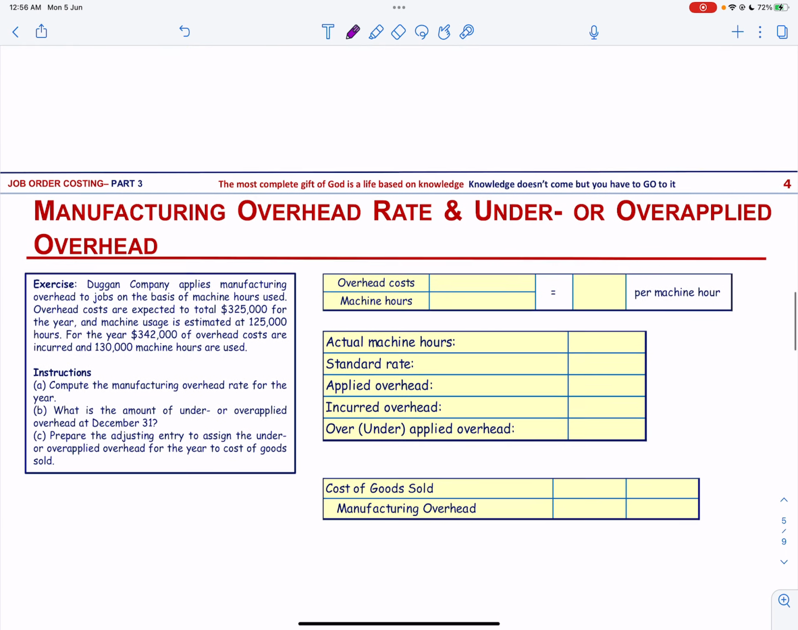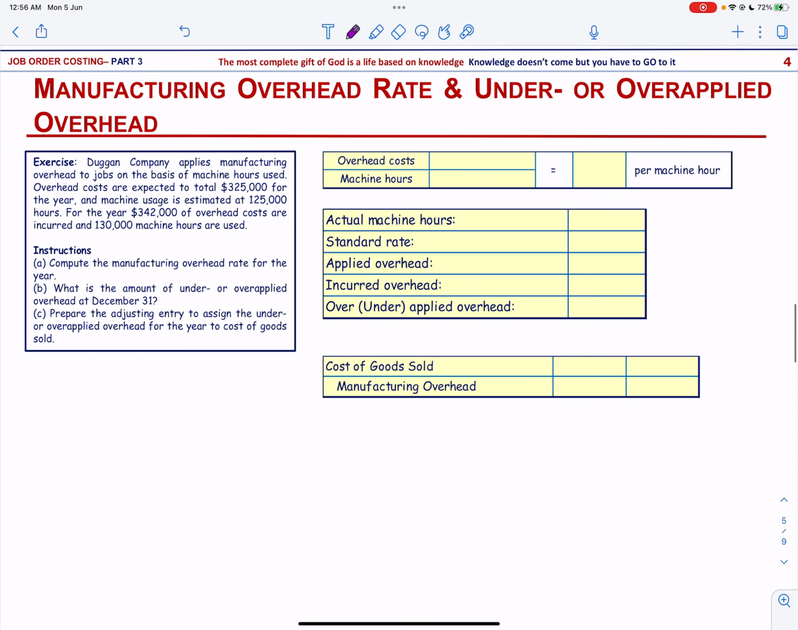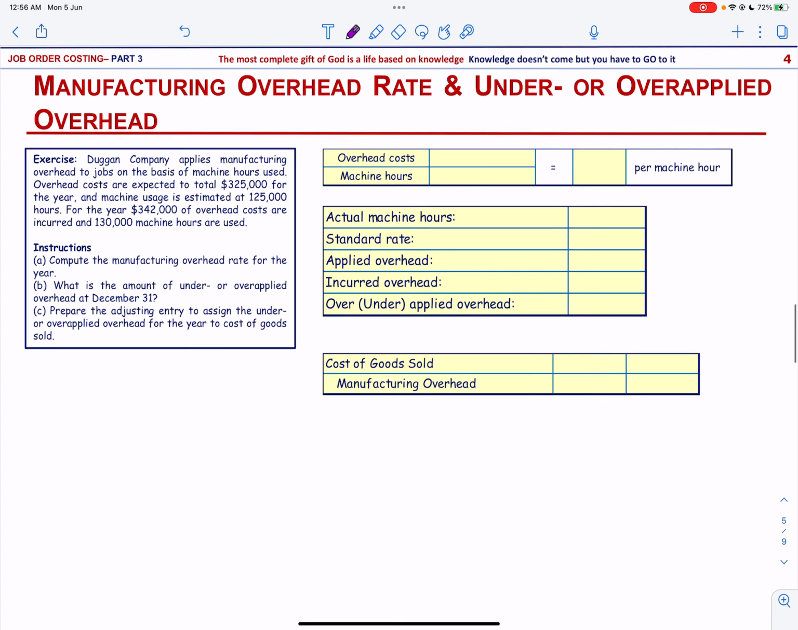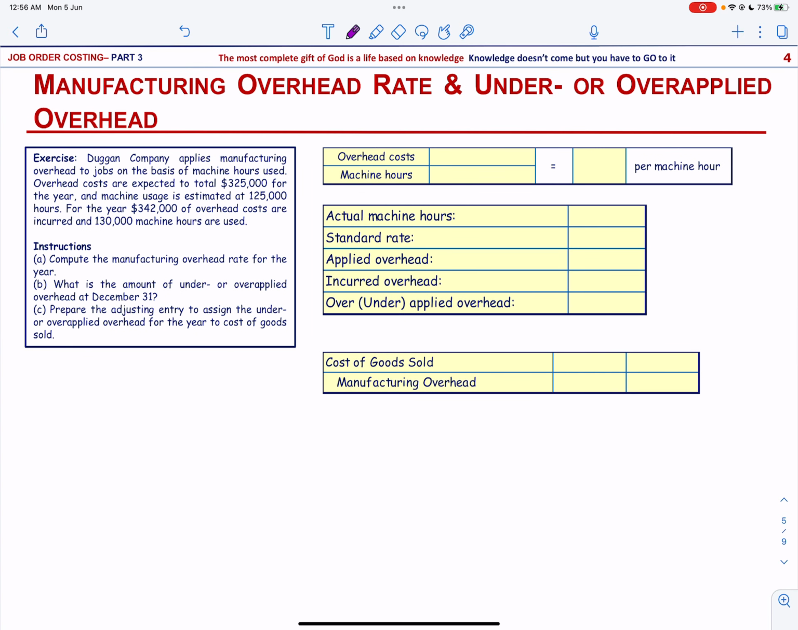Next, let us solve an exercise on how to compute the manufacturing overhead rate and under or over applied overhead. Now, Duggan Company applies manufacturing overhead to jobs on the basis of machine hours used. Overhead costs are expected to be 325,000 for the year, and machine usage is estimated at 125,000 hours. For the year, 342,000 of overhead costs are incurred and 130,000 machine hours are used. So we have to compute the manufacturing overhead rate.